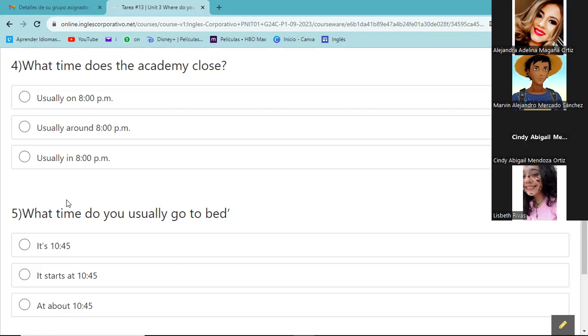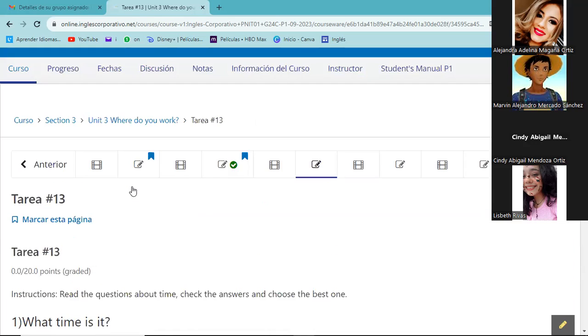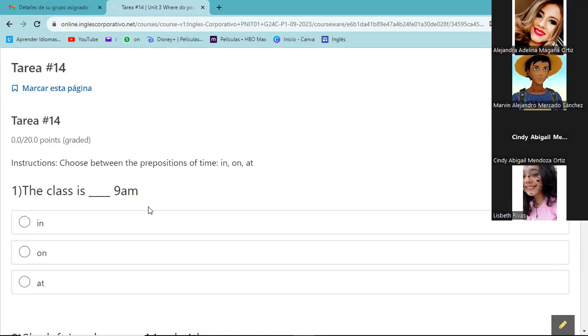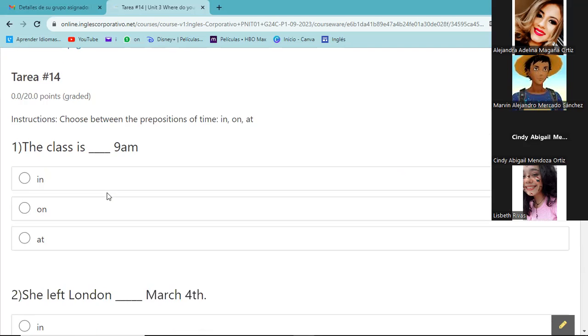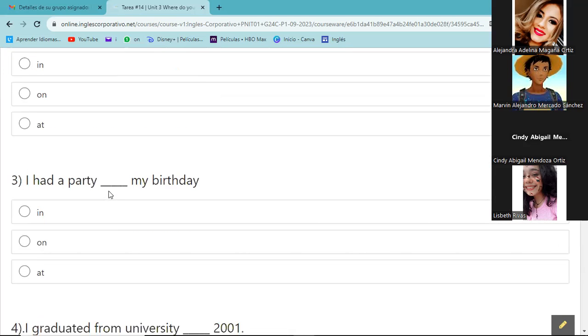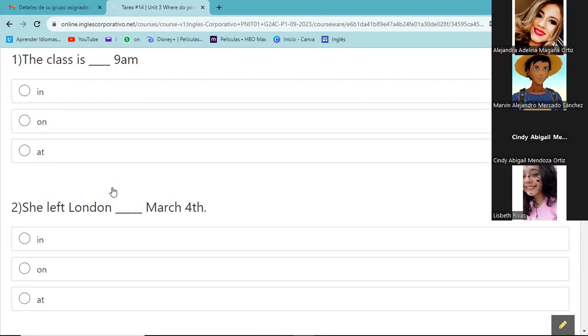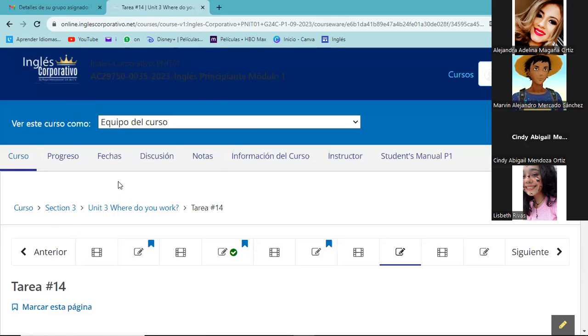Muy bien. Let's continue, right? Démosle bookmark aquí. Ok, y la tarea de hoy es esta, ¿ves? Pero todavía no lo hemos visto. In, on, and at. ¿Cuál es la preposición correcta, señoras y señores? Vamos a la presentación de este día.